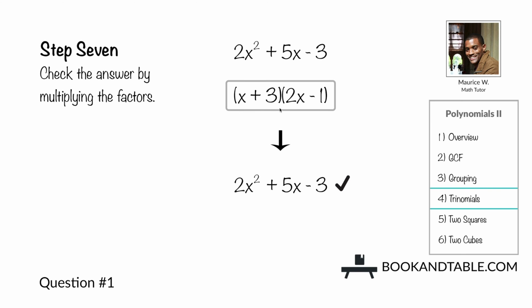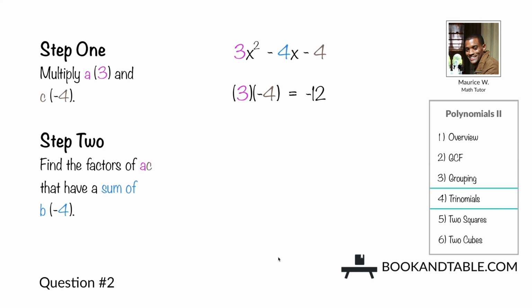That is the answer to question number 1. Let's now have a look at question number 2. We were given 3x squared minus 4x minus 4. Step 1, multiply a and c, 3 and negative 4, and that would give us a product of negative 12.